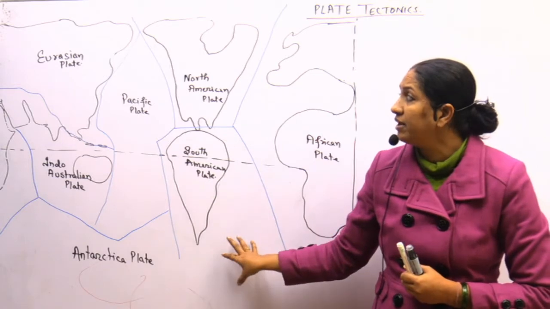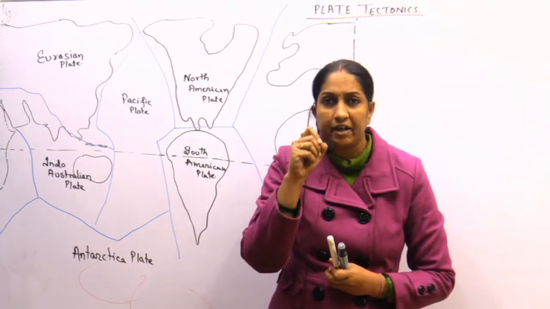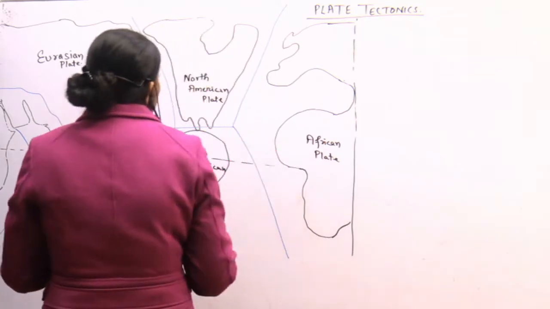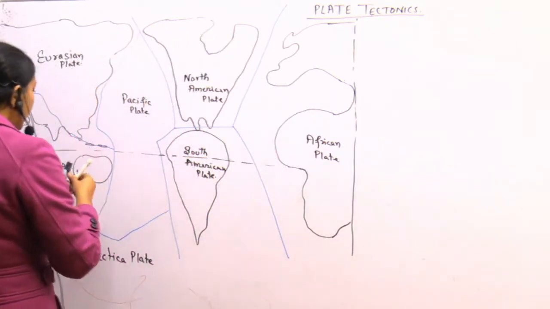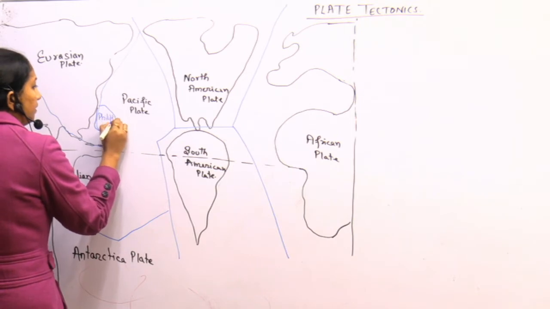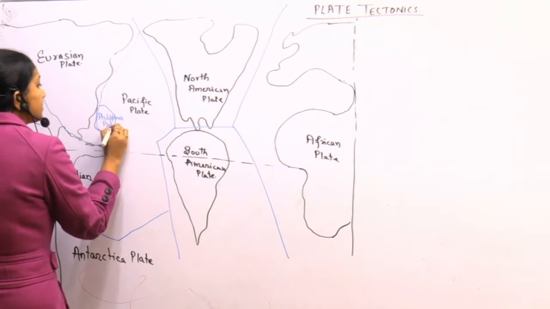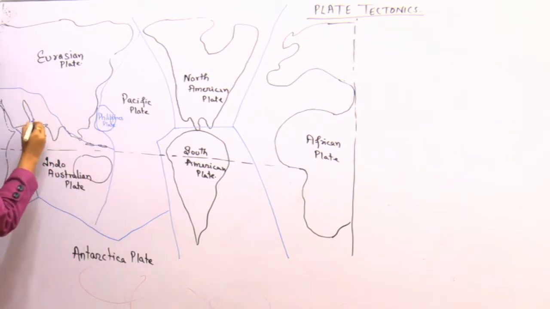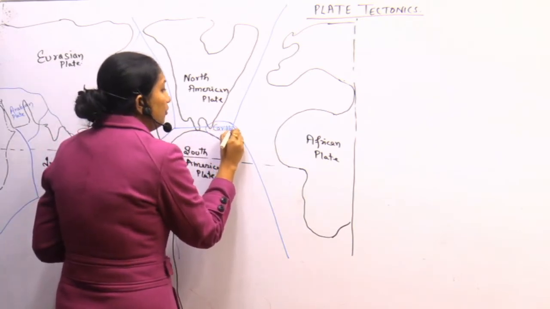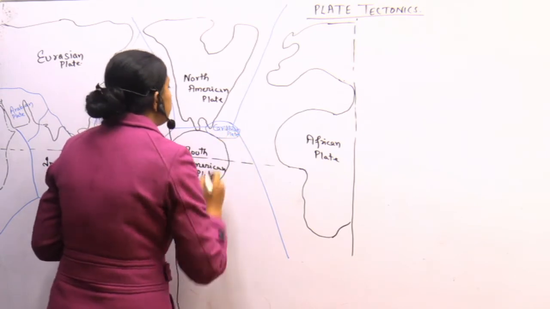Besides these seven major tectonic plates, there are some intermediate size plates. So let's see the location of these intermediate size plates. Here is the Philippines plate. It is completely oceanic. Here you can see this is the Arabian plate. And the Arabian plate is continental. Then here it is the Caribbean plate. Again oceanic. These are the intermediate size plates.